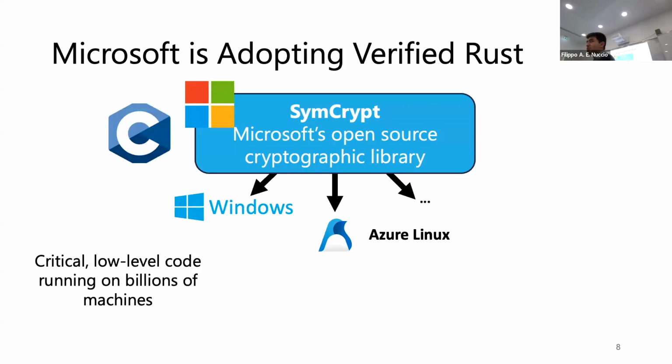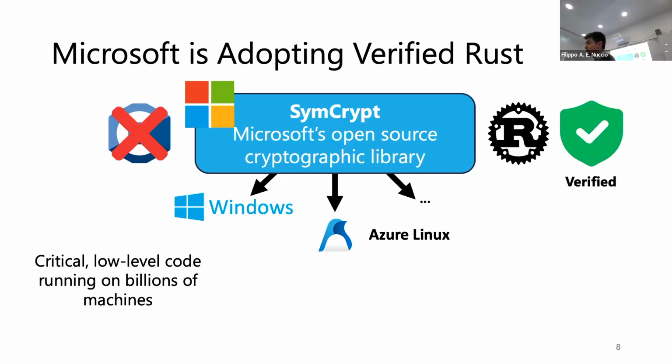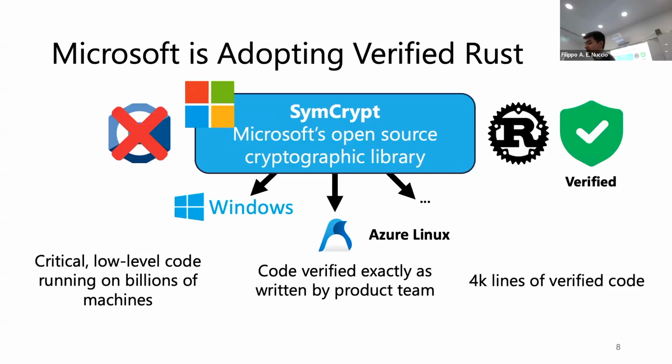The good news is it was originally written in C, but we're now moving towards Rust, and we verify the Rust code at the same time by using Aeneas. There are quite a few constraints. First of all, we need to verify the code exactly as written by the project team. We do not modify the code. We cannot modify the code. I will come back to that. And at this stage, we have around 4,000 lines of verified code, and it's ongoing.